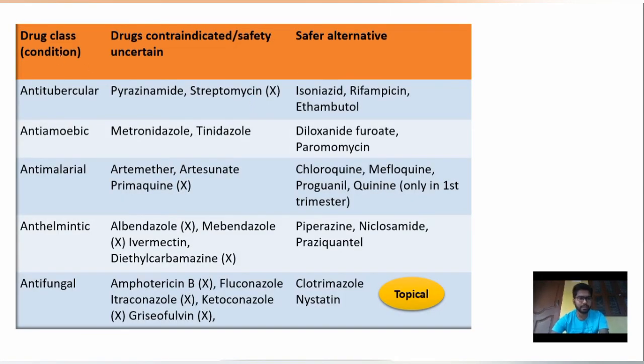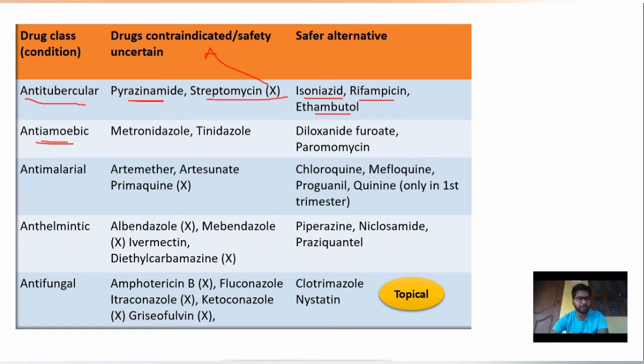Then coming to the next slide. In case of antitubercular drugs, streptomycin must be avoided because it is contraindicated during pregnancy. Why is it contraindicated in pregnancy? Because it is ototoxic and nephrotoxic in nature, so that is why it should be avoided. Pyrazinamide also should be avoided, and the safer alternatives are isoniazid, rifampicin, and ethambutol.